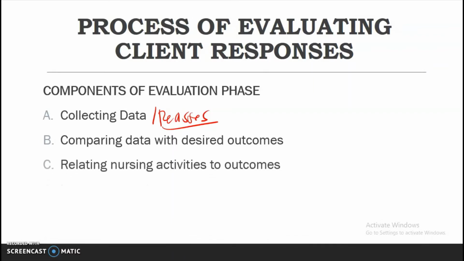And letter C, or number 3, the third step, is relating now these nursing activities to the outcomes. So is it because of the nursing interventions that we have provided that we achieved this goal or the desired outcome, or are there any other factors that contributed to the development that we saw during the evaluation phase? Because during the evaluation phase, the result can go far beyond, or it can go to the normal range.